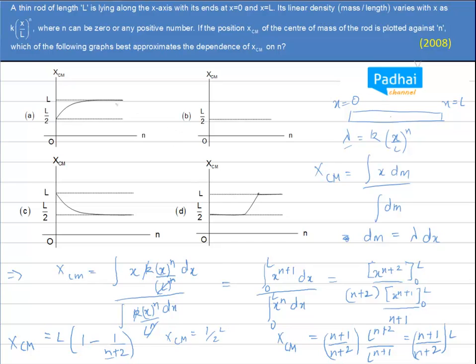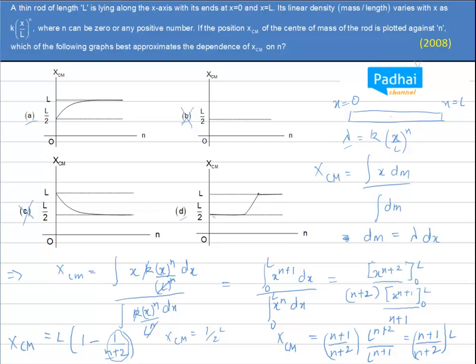That means we can eliminate option C, because at n equal to 0 it is showing L, right? So we have to choose between A, B or D. Now what if n becomes infinity? If n becomes infinity, this term will become 0. That means x will tend to L only, right? So option B can also be eliminated because it is showing a constant thing. Now we have to choose between A and D.